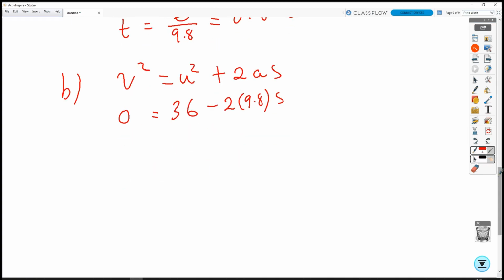And then we can rearrange this. So bring the negative term to the other side. 2 times 9.8 times S equals to 36. So S is equal to 36 over 2 times 9.8. So that's roughly equal to about 1.8 meters.